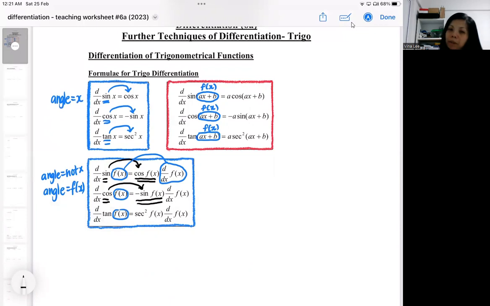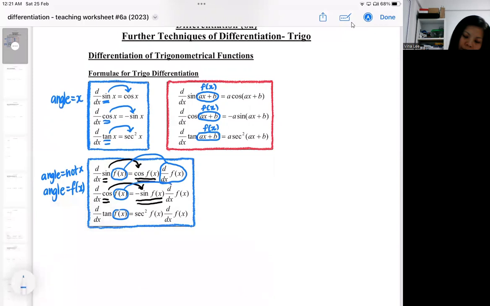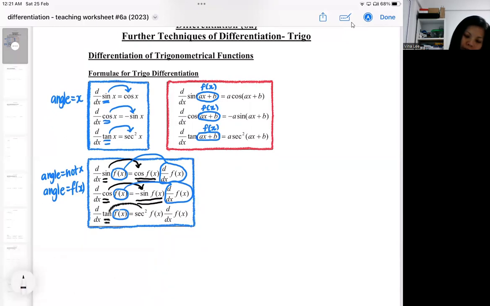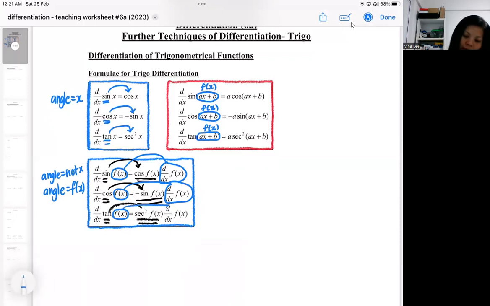So you just copy and paste. But then you separately differentiate the angle. You must differentiate the angle separately. If it's a tangent, you differentiate tangent and it becomes a secant square, but you also must differentiate the angle at the back. So basically, you think of it as two layers: you differentiate the trigo function and you differentiate the angle.